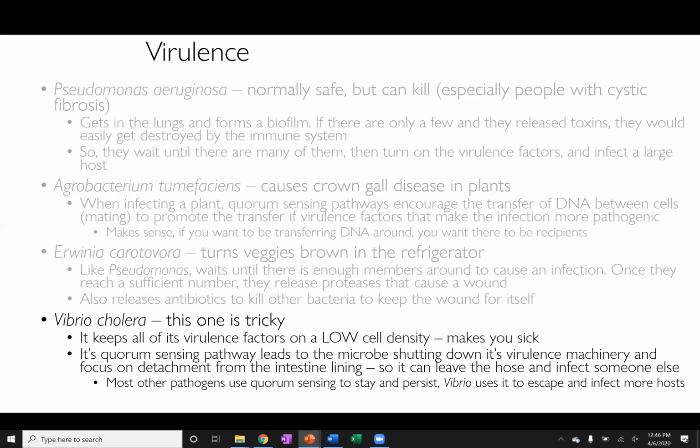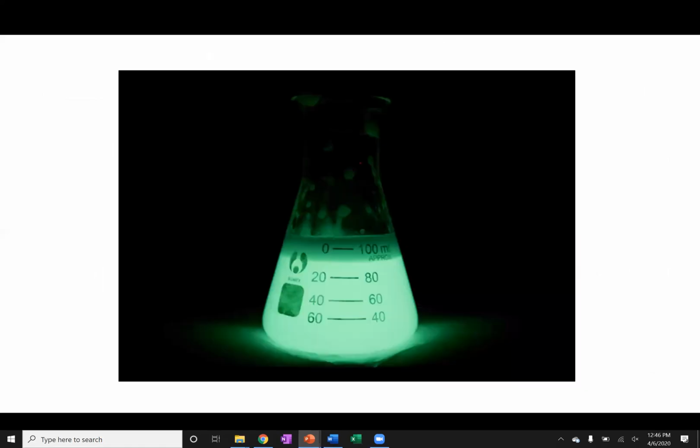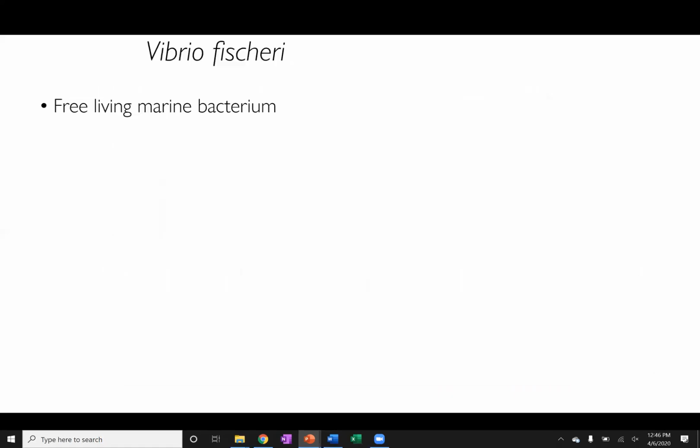It's interesting that Vibrio is directly in contrast to most pathogens, because they use quorum sensing to stay and persist, while Vibrio uses it to physically escape and infect more hosts. So, fun fact. We're actually going to see a really cool example of this, and we'll just start off with this very nice picture of this glowing bioluminescent flask. This is caused by a bacteria called Vibrio fischeri.